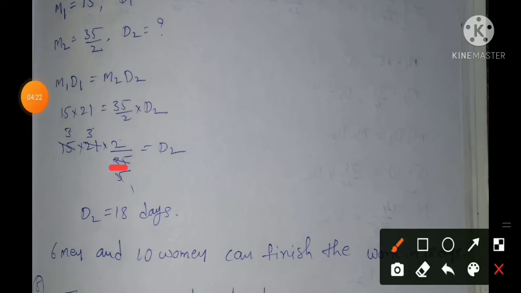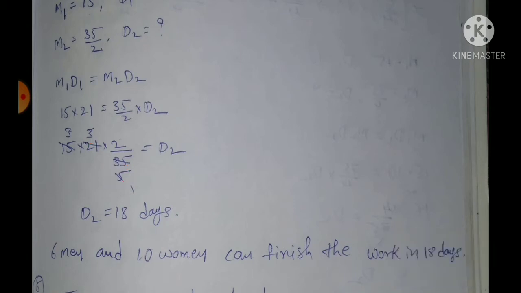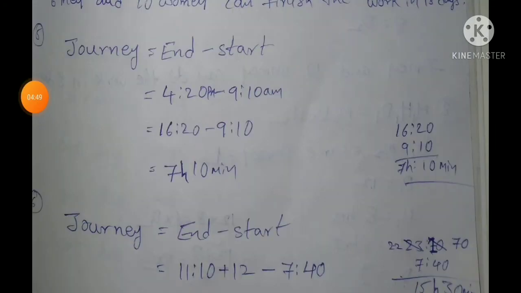7 5s are 35, 7 3s are 21, 5 1s are 5, 3 3s are 9, 9 2s are 18. So D2 is nothing but 18 days. We require 18 days to finish the work by 6 men and 10 women. Now at last, 6 men and 10 women can finish the work in 18 days. The next question.